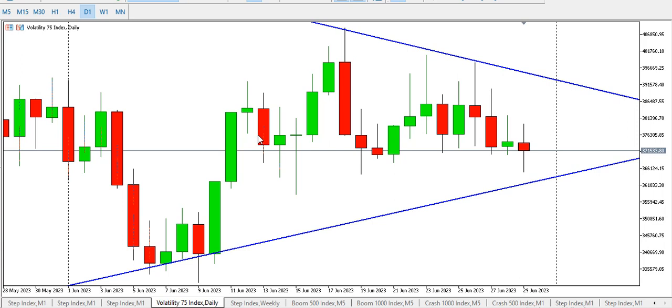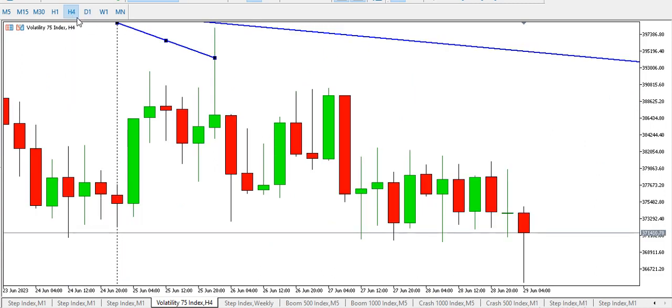The key factor is the fact that we have these shadows at the top, these long shadows at the top, indicating that sellers are trying to take charge of the market. So that's that for the daily time frame.